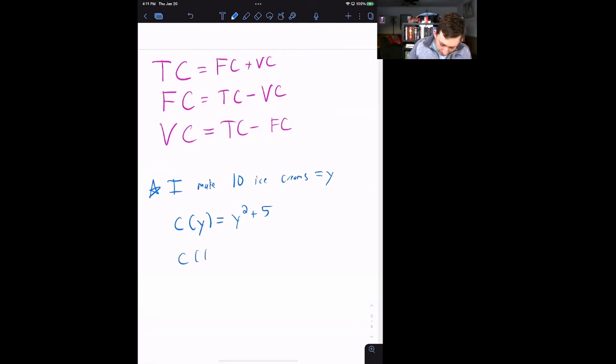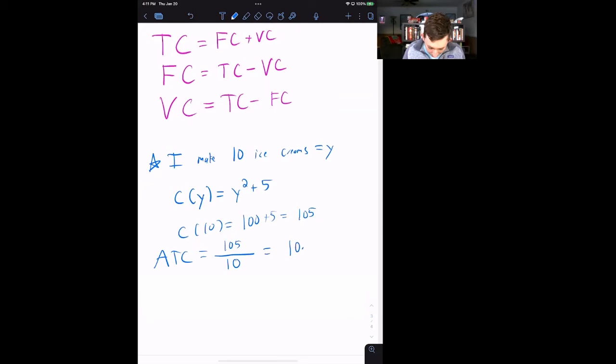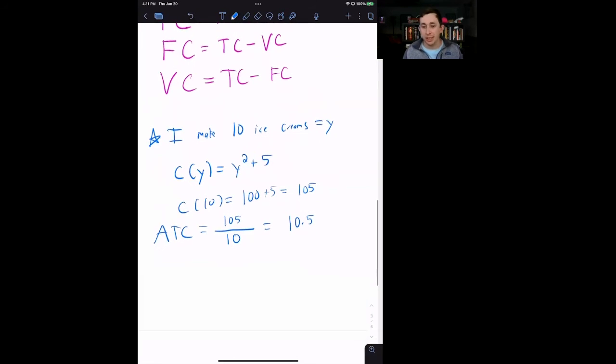Now I can plug in the 10 here and get that this is 100 plus 5, which is 105, but that is not terribly helpful. What's more helpful is to say, well, my average total cost, my cost per ice cream averaged out, is my total cost, 105, divided by the number of ice creams I made, which is 10, so 10.5. So on average, it cost me $10.50 to make an ice cream. And that is what we call the average total cost, or the ATC.